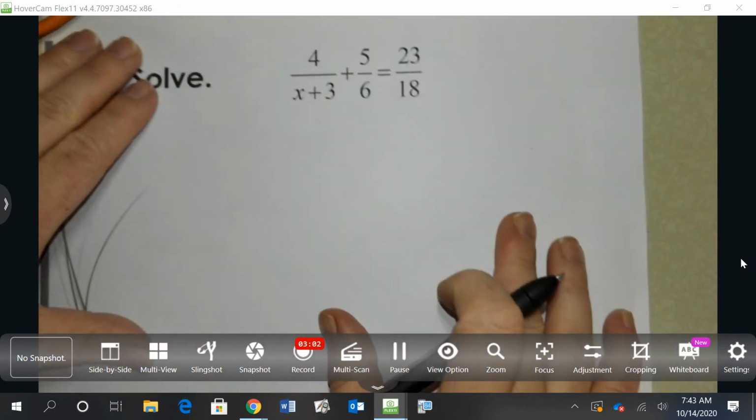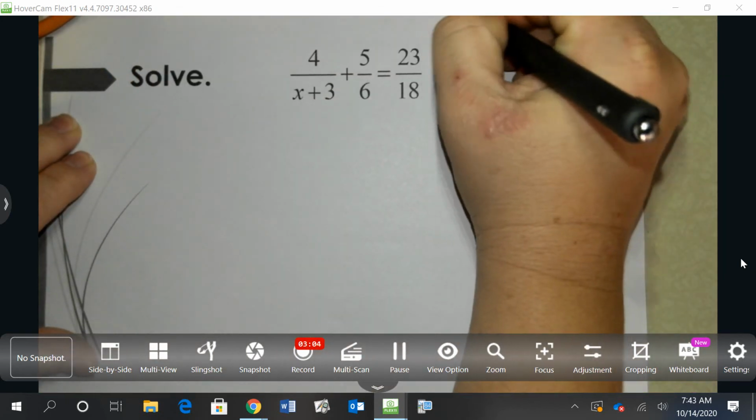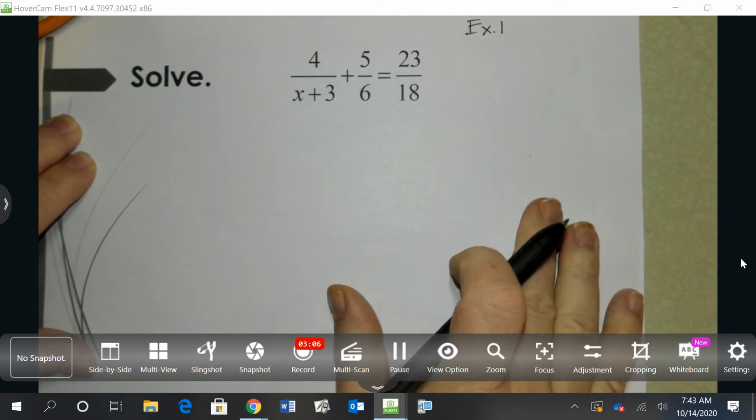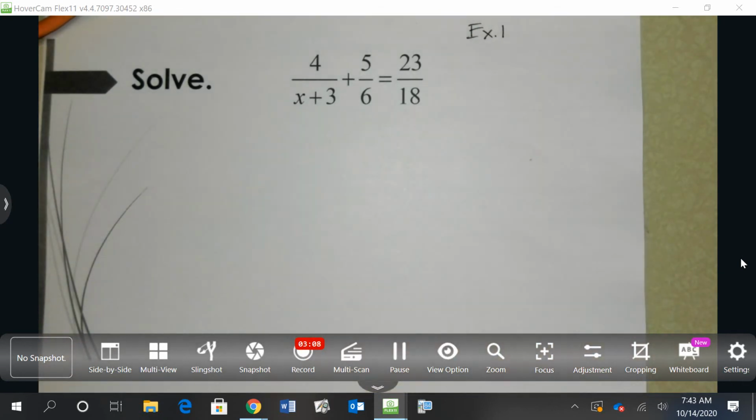All right, we're going to get started with the first problem. Please make sure, as I've stated earlier in this unit, please make sure to number every example. This is example number 1.